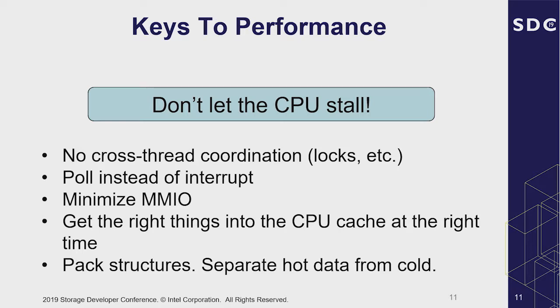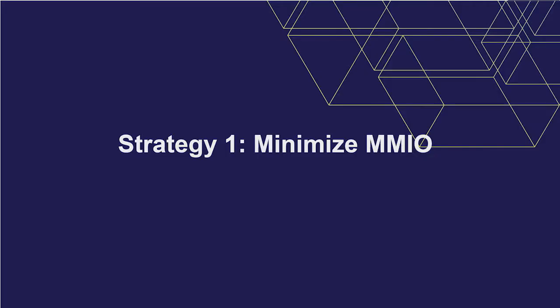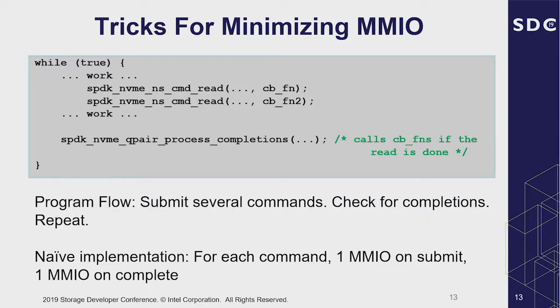All right, so number one, minimize MMIO. So at a high level, SPDK applications are all async poll mode things. Your thread is sitting there in some while loop, and it's doing some work, sending a read, doing some work, et cetera, and then it's polling for completions. These are submits, and this is check for completions. It doesn't block, it just checks.